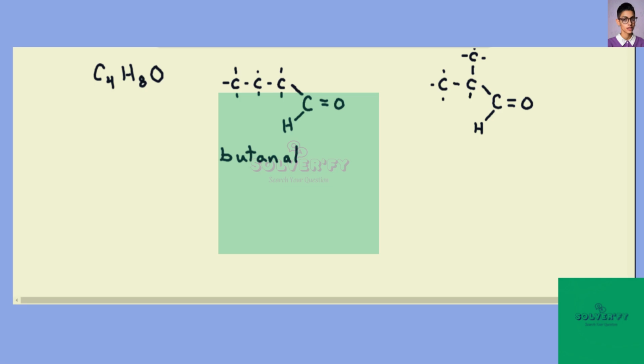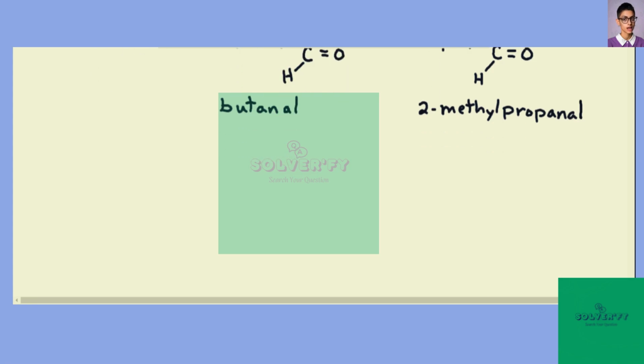If I was naming this one, its longest chain just has 3 carbons in it. Coming off of the second carbon is a methyl group. Therefore, this would be 2-methylpropanal. I use the prefix prop and the ending al since it's a 3-carbon chain. Those appear to be all of the aldehydes that I can draw from this formula.